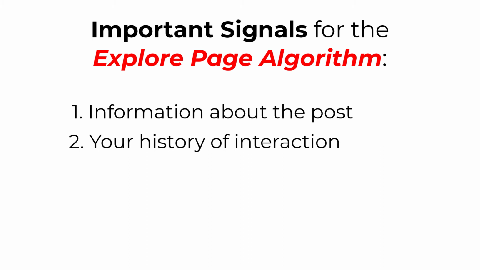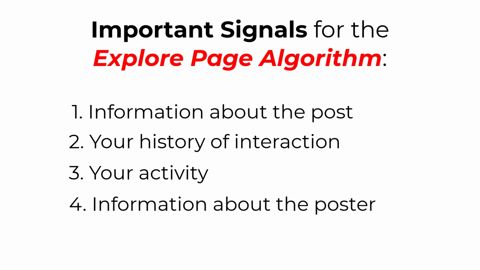2. Your history of interacting with the person who posted. Have you interacted with this person or their content in the past, even if you don't follow them? 3. Your activity. What type of content do you usually like, save, or share? How do you interact with posts in Explore? 4. Information about the person who posted. How many people have interacted with this person in the past few weeks?